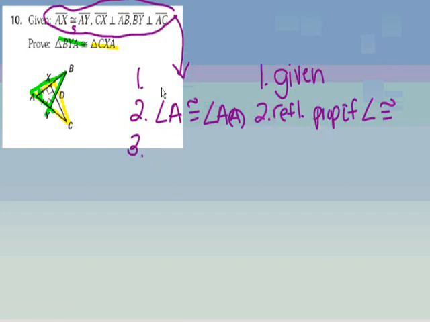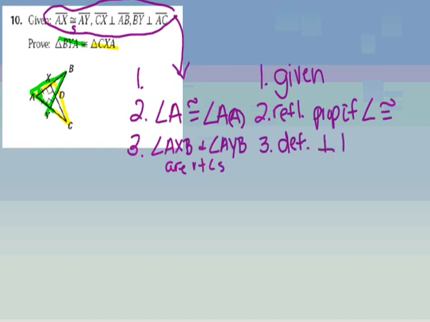Well, if CX is perpendicular to AB, that means that angle AXB is a right angle. And if BY is perpendicular to AC, that means that angle AYB is a right angle. So those two are right angles. And what would the reason for that be? If you said definition of perpendicular lines, then you are correct. My definition of perpendicular lines. All right, so I've said they're right angles, but I still haven't said they are congruent. So that's what I need to do next.